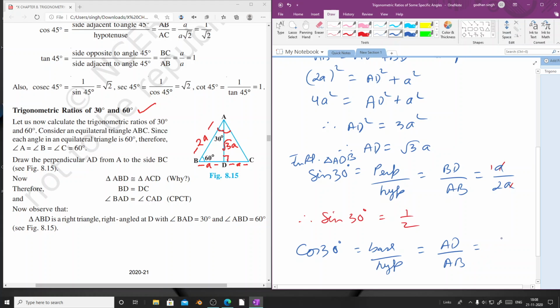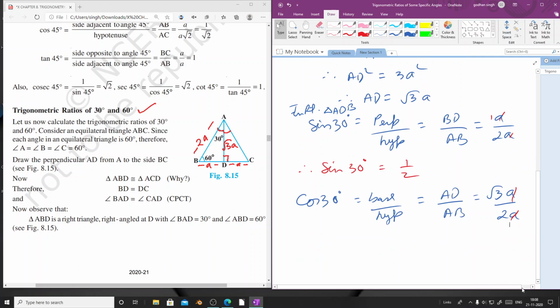AD is root 3a over hypotenuse 2a. Here also we can see in the numerator and denominator both a is common, so that will cancel out, and what we are getting is cos 30 degree equal to root 3 by 2. So cos 30 degree equals root 3 by 2.